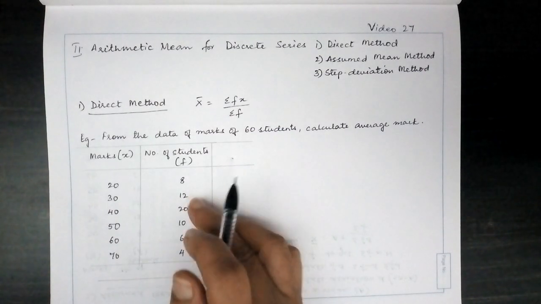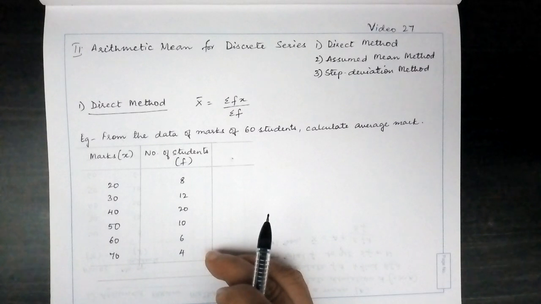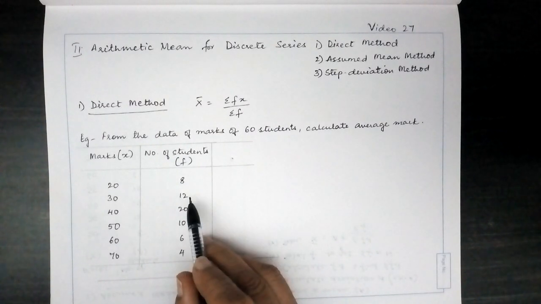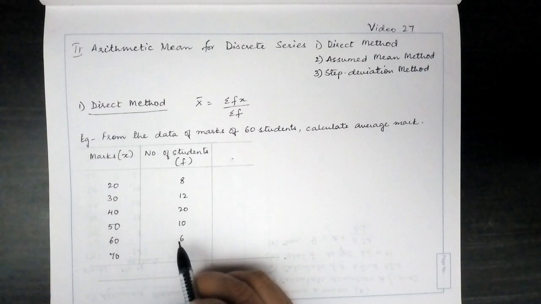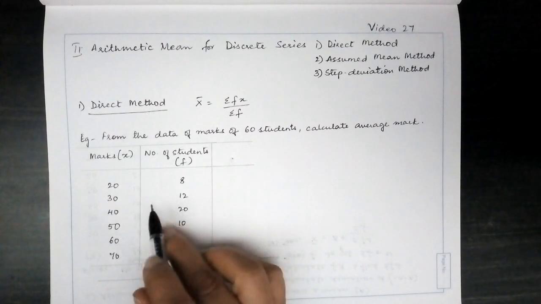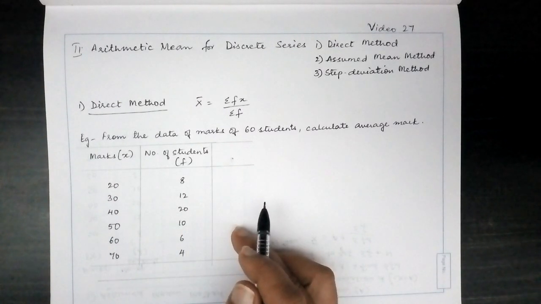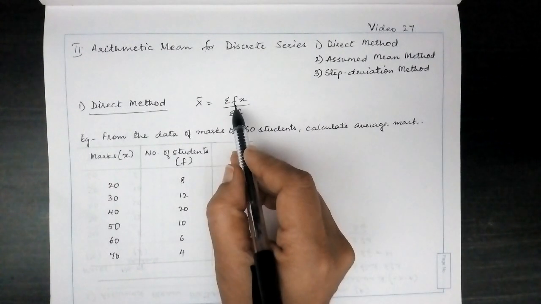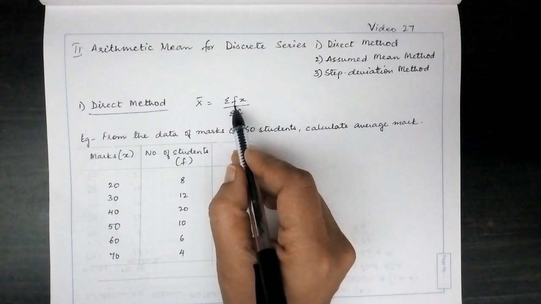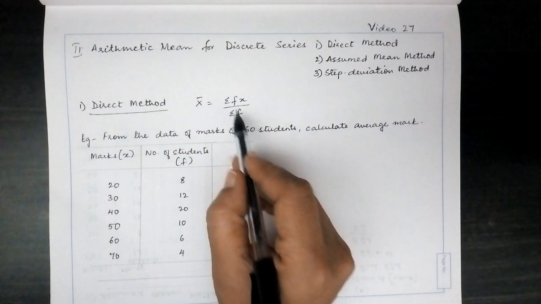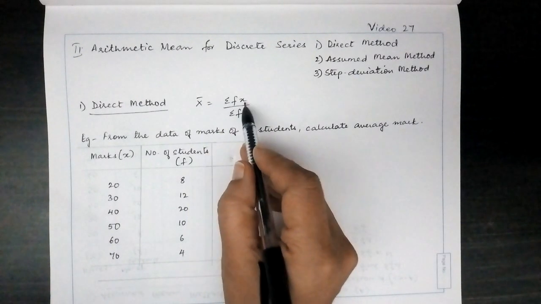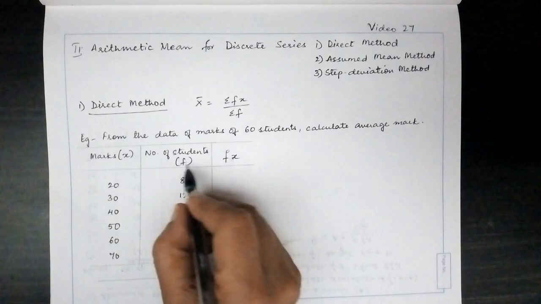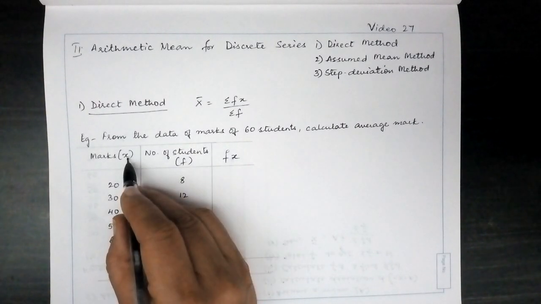Now here we are consolidating it. Instead of calculating 20, 20, 20, 20 eight times and then 30, 30, 12 times, we are consolidating it and writing it as frequency. So don't you think basically it is the same thing as for the individual series? Yes. So let's now find out what is required next to calculate the arithmetic mean, which is fx. Fx means the product of the frequency and the mark.